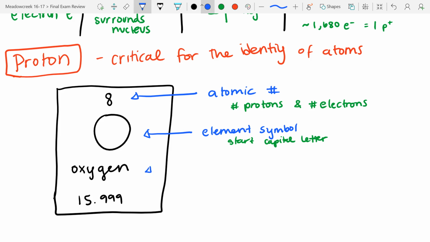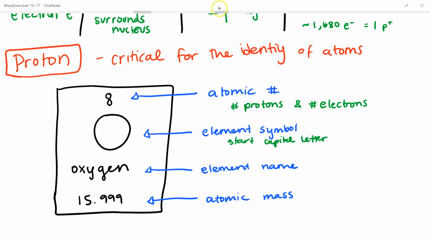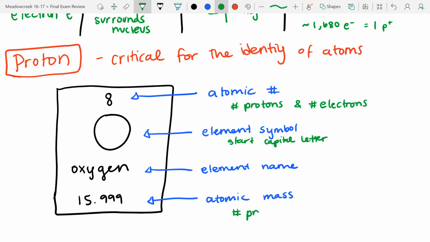Okay, this right here is going to be our element name. Pretty self-explanatory, and we use our element name when we're trying to name compounds, things made up of multiple atoms, okay? And then this number right here is the atomic mass, okay? And the atomic mass is the number of protons plus the number of neutrons.